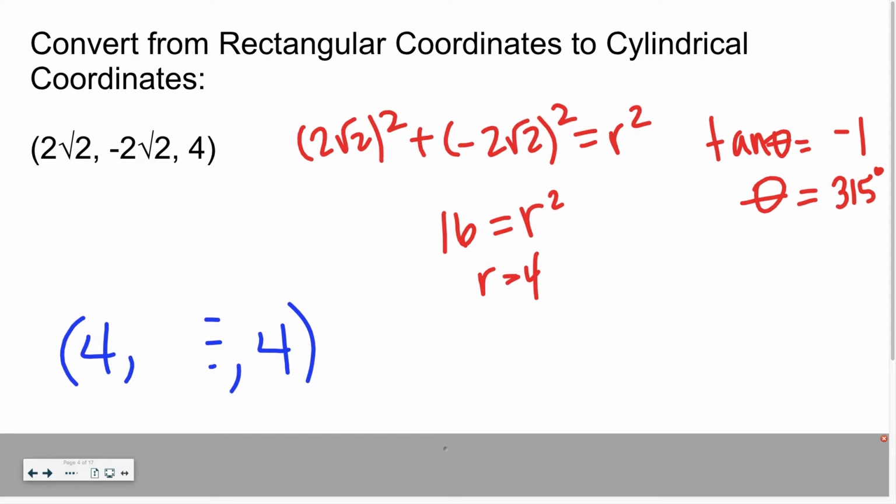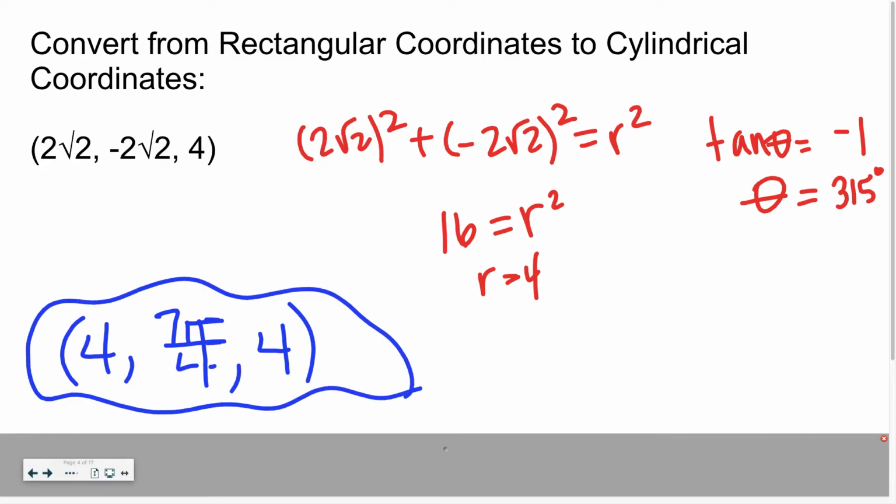Why did we write 315? I'm in kind of degree mode from pre-calc. I forgot to change my mode back to radian mode for this class. Sorry.